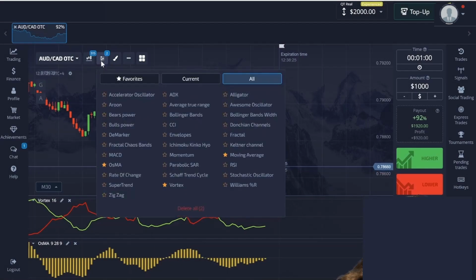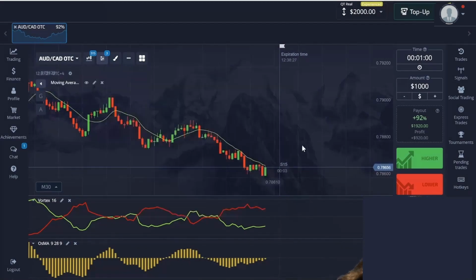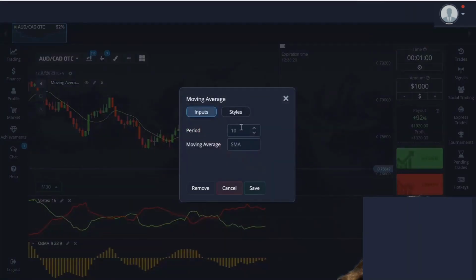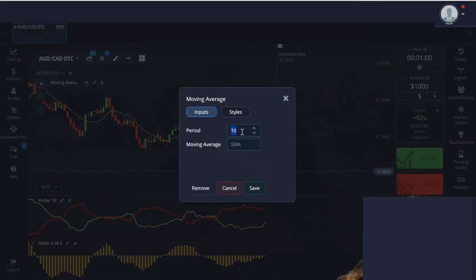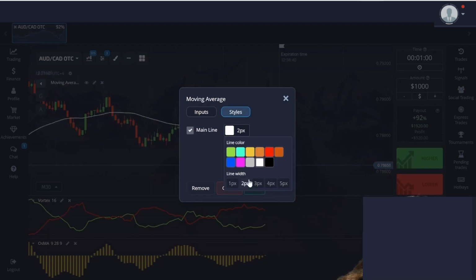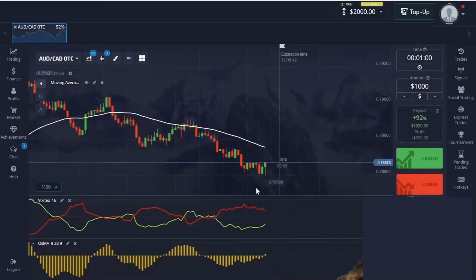The third indicator is well-known moving average. Let's raise the period to 55. Let's also install OSMA. Color is white. Thicken the line and save.